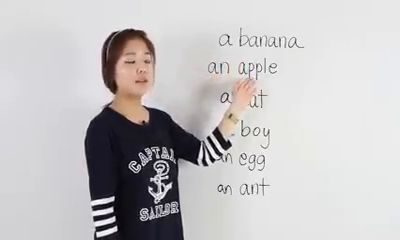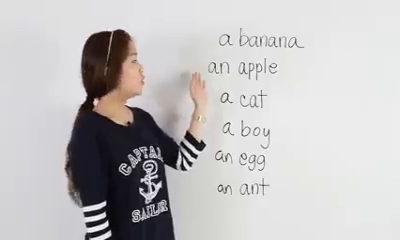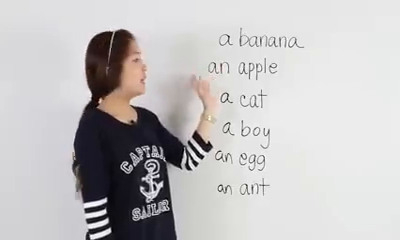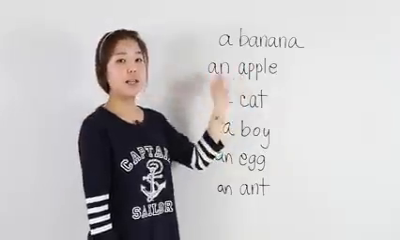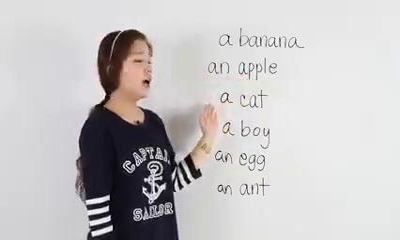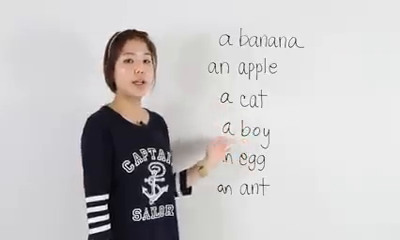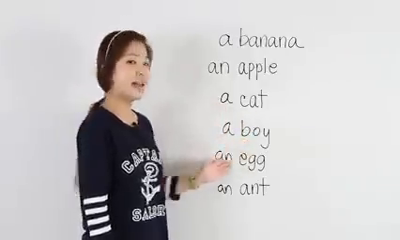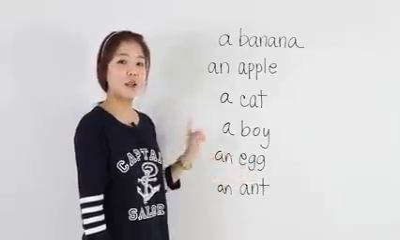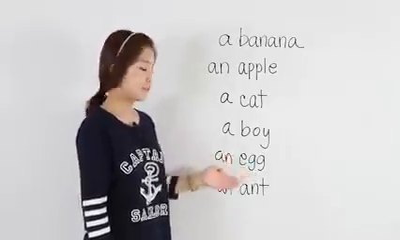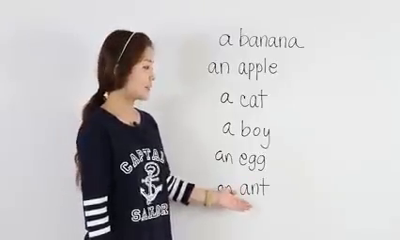An apple, an apple. Keep in mind that when you have an in front, it has to sound almost like one word. An apple. A cat, a cat. A boy, a boy. An egg, an egg. Again, it sounds like one word. An ant, an ant.